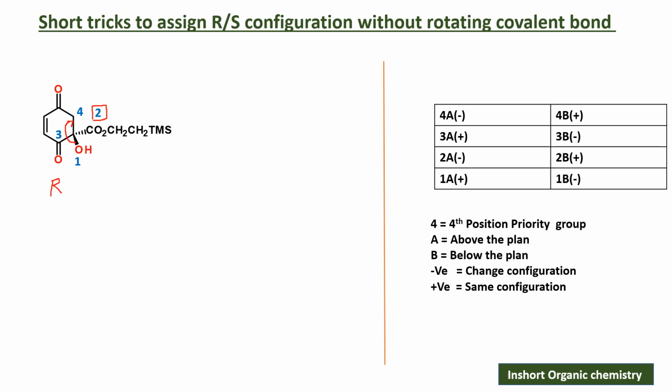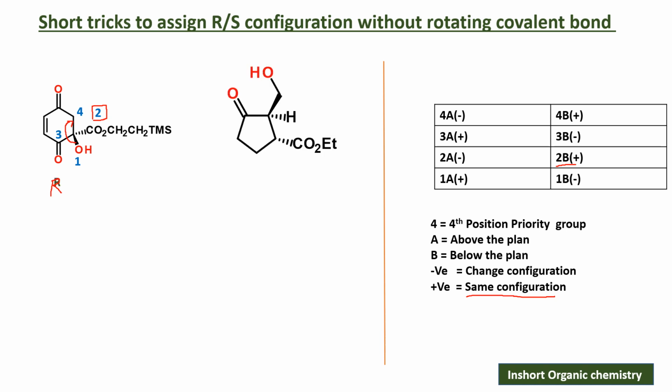But what is the next step? We have to check the sign of this second below the plane group. So this is a second below the plane group. The sign is positive. Positive means we don't have to change the configuration. So this is the R configuration only.